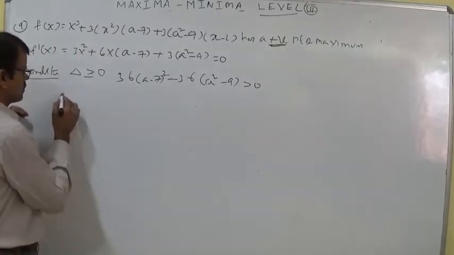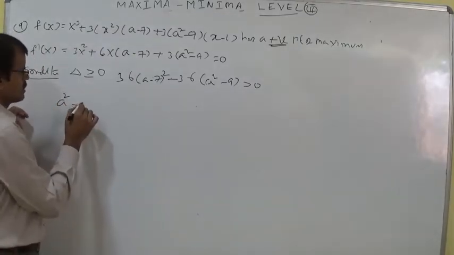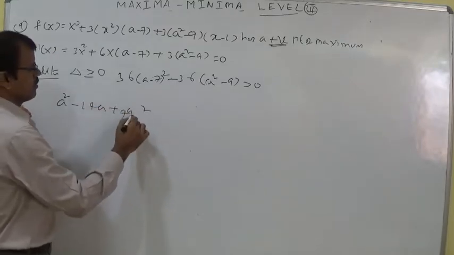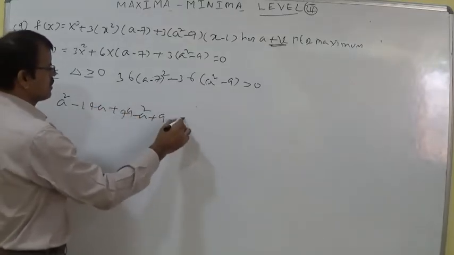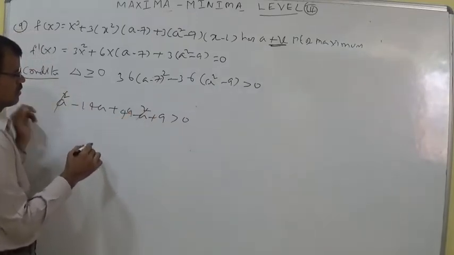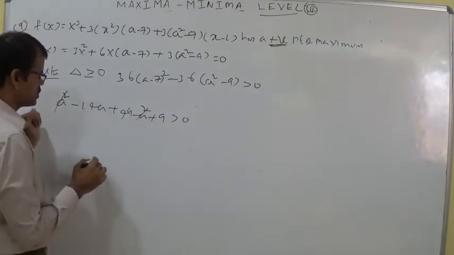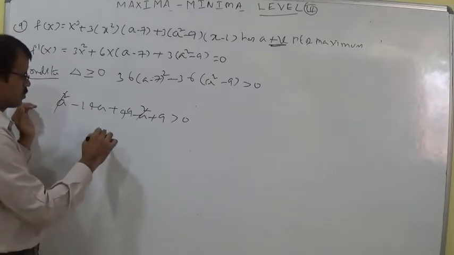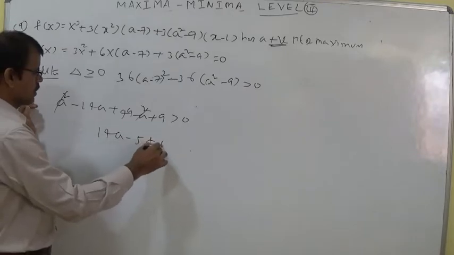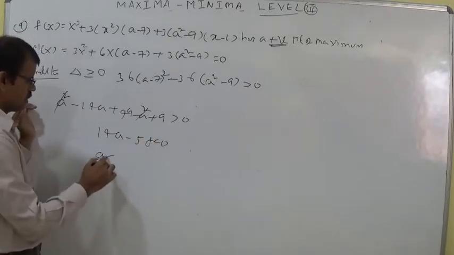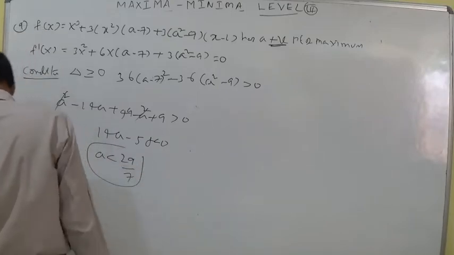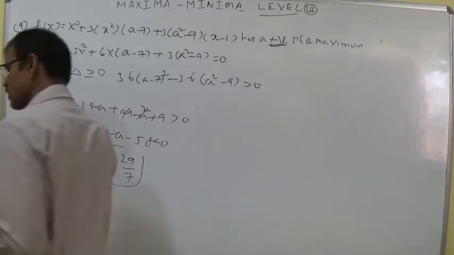Divide by 36. You can write a^2 - 14a + 49 - a^2 + 9 >= 0. a^2 and a^2 get cancelled. Here 49 + 9 is 58. So you can write 14a - 58 < 0, so a < 29/7. That is one condition.